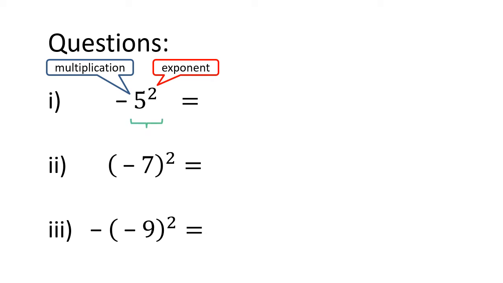5 squared is equal to 5 times 5. The negative sign just stays the same. So negative 5 squared is equal to negative 5 times 5. The exponent only affects the integer 5, but not the negative sign. Now there is only one negative sign, so the answer will have the sign negative. And the amount is 5 times 5, which is 25. So the answer is negative 25.